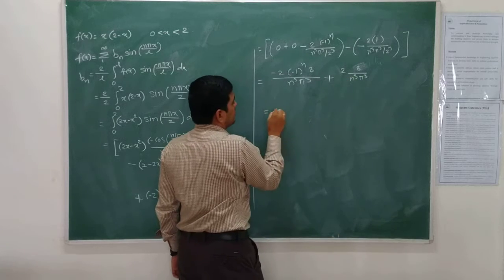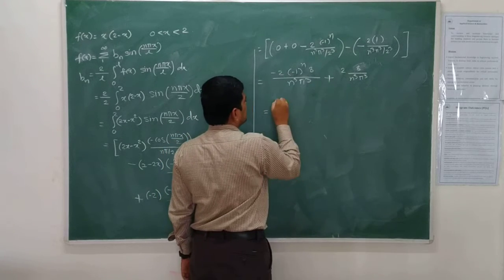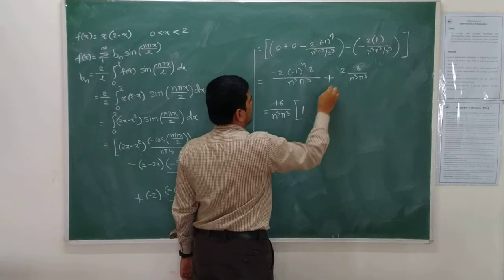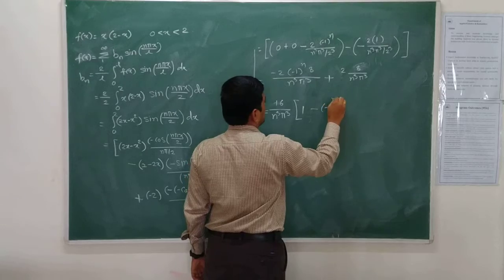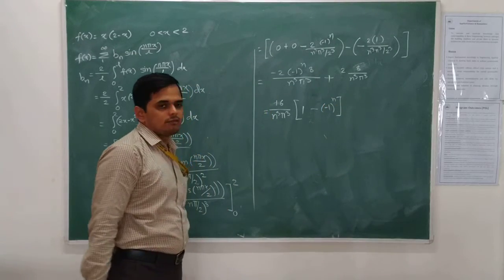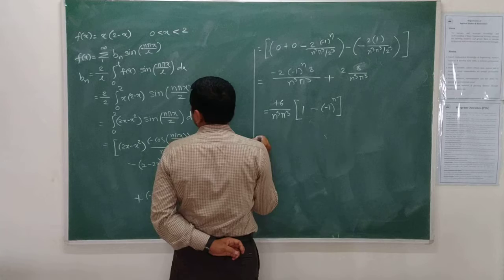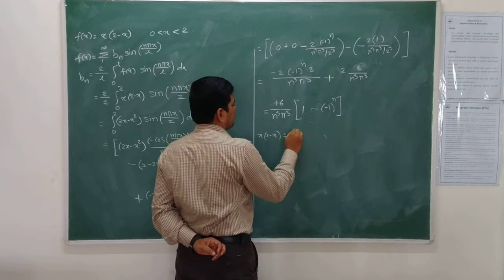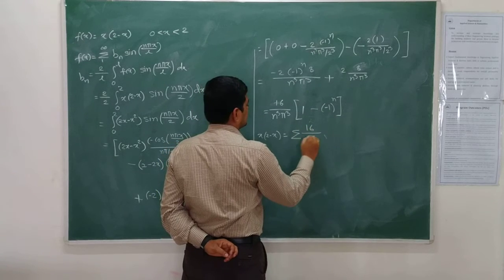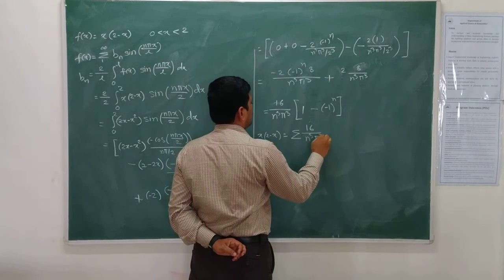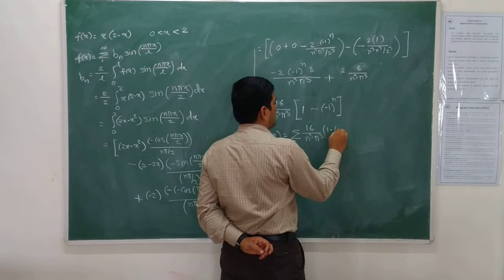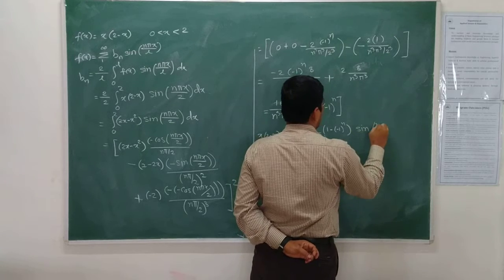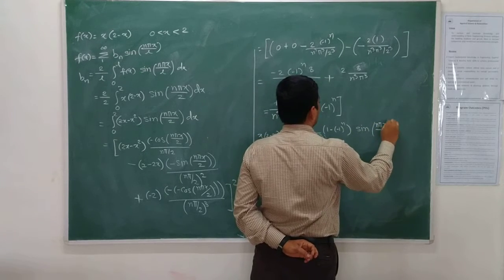So one can take 8 plus 8 is 16 divided by n cube pi cube as common. So here we get 1, and from here we get minus 1 raised to n. So this is the value of Bn. Hence the half range sine series of the given function x into bracket 2 minus x is equal to summation Bn, that is 16 upon n cube pi cube into 1 minus minus 1 raised to n, into sine of n pi x upon 2.